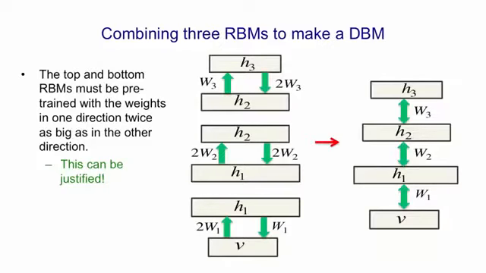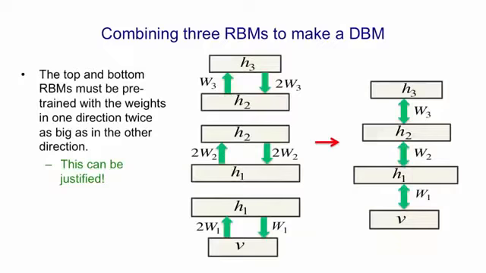For the one at the bottom, we've halved the upgoing weights, but kept the downgoing weights the same. And for the one at the top, we've halved the downgoing weights and kept the upgoing weights the same. Now the question is, why do we do this funny business of halving the weights? The explanation is quite complicated, but I'll give you a rough idea of what's going on.